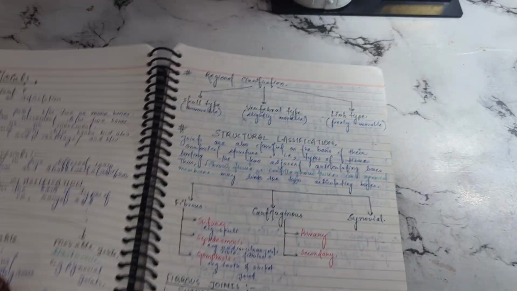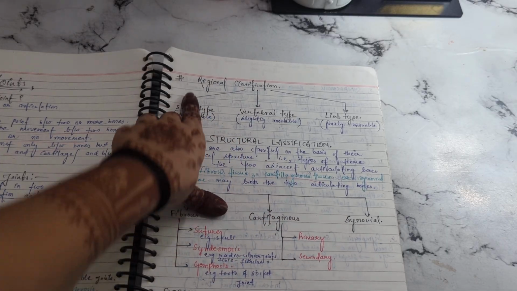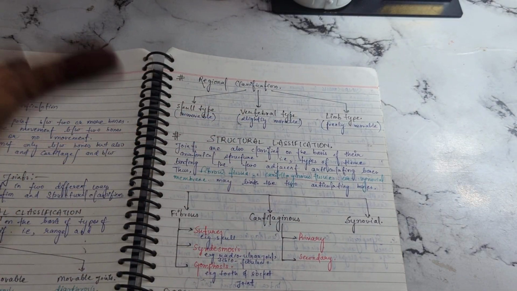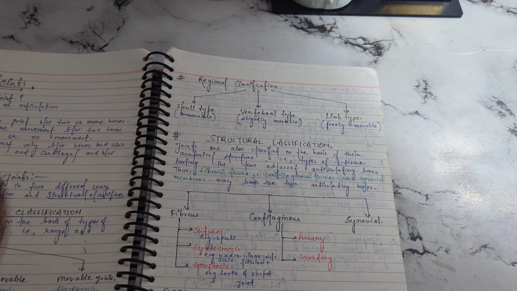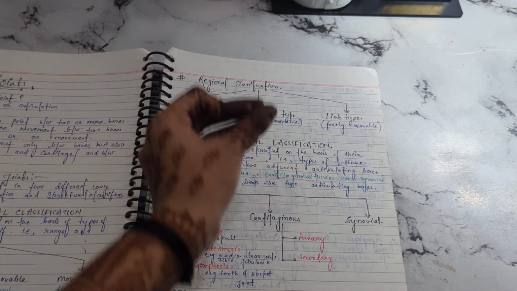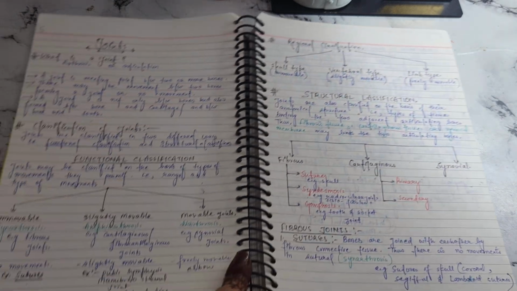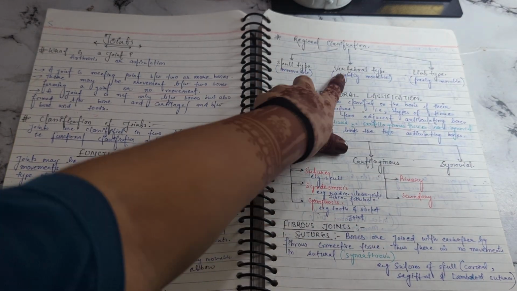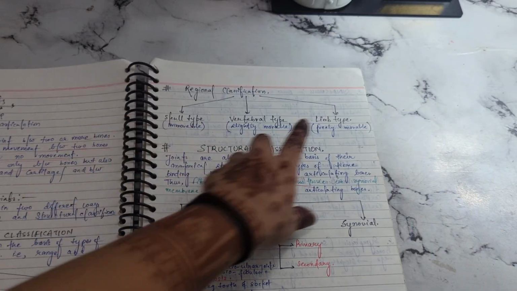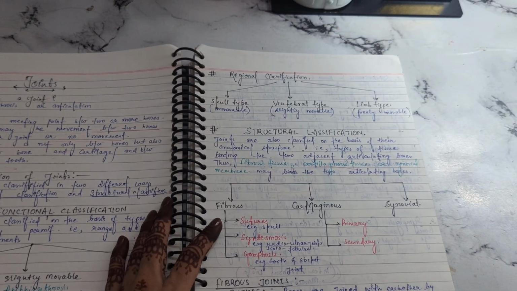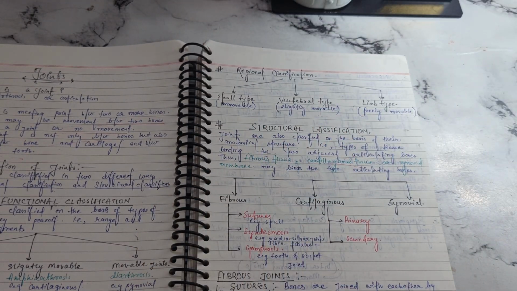Next we are going to study the regional classification. Inside the regional classification, the types are skull type, vertebral type, and limb type. The skull type is the fibrous joint. The vertebral type is slightly movable, like the intervertebral disc we studied. So these are vertebral joints. The next is limb joints. Limb joints are freely movable, like the knee joint and hip joint I mentioned.